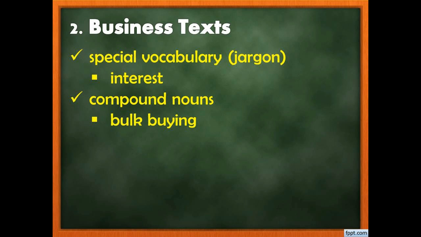The second is business text. Like mathematics, business has a special vocabulary or jargon. So you have to learn first its jargon so that you can understand the reading text. For example, interest in business doesn't mean your passion towards someone, but it's the percentage of the amount you borrowed. Also, compound nouns have also standard expressions like bulk buying, which means buying at one time of a large quantity of a particular product.